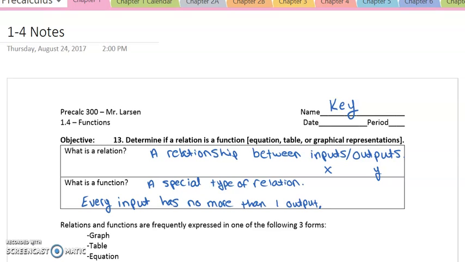Today we're going to go through 1.4 notes. Today we'll cover determining if relations are functions with a couple different tests. Then we'll talk about evaluating a function over different inputs. And then lastly, evaluating the domain of functions.